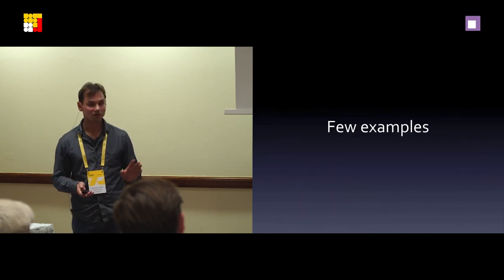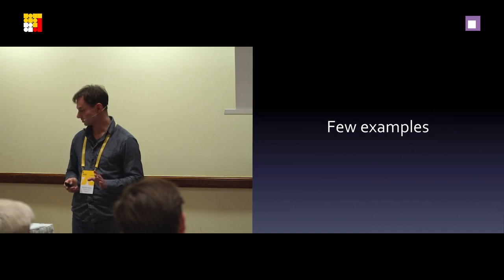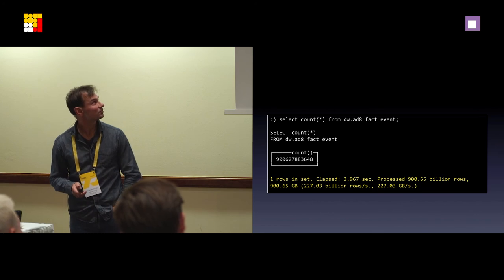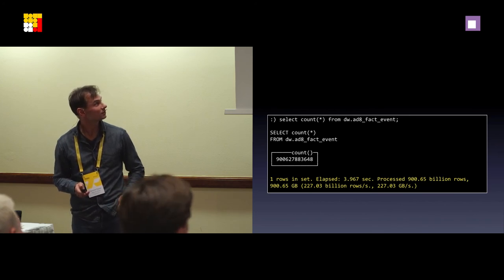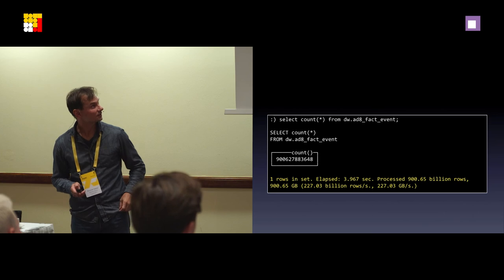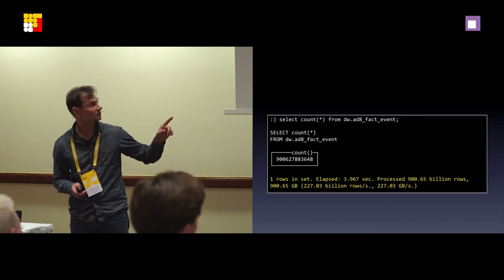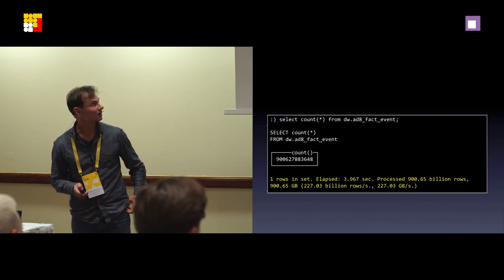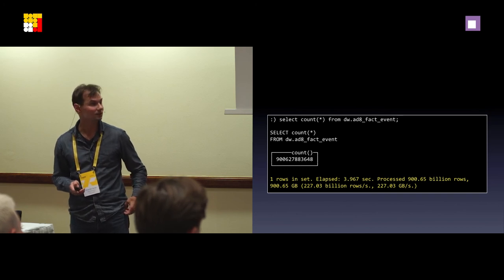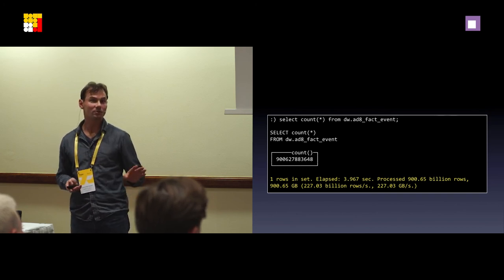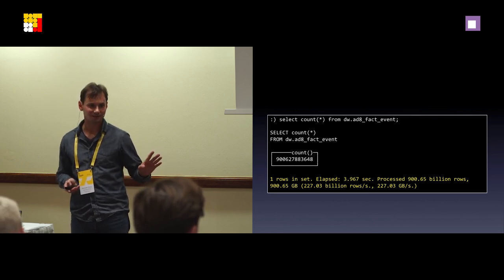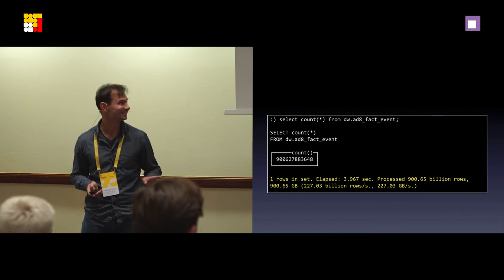Okay, a few examples of the queries from the real production system. You will be impressed, believe me. This is our huge table, which is almost 1 trillion records, and you can see how fast ClickHouse processes the data. It's 200 gigabytes per second and 200 billion rows per second scanned in order to calculate counts. Counts is probably the easiest query, but if you run this on MySQL, you will be dead waiting, right?